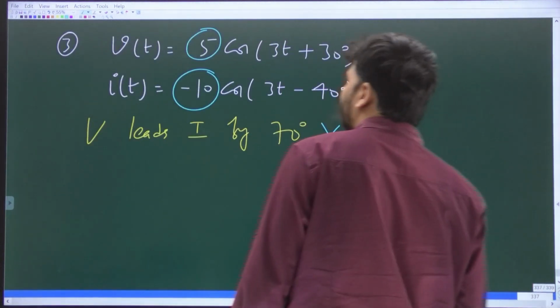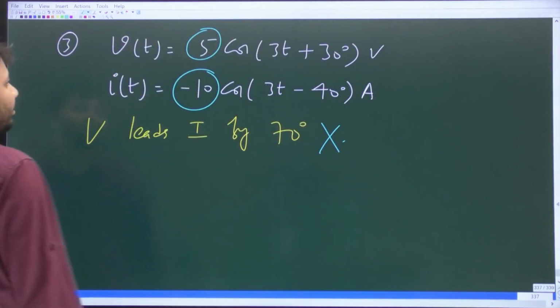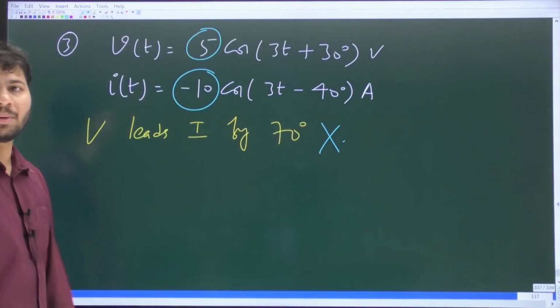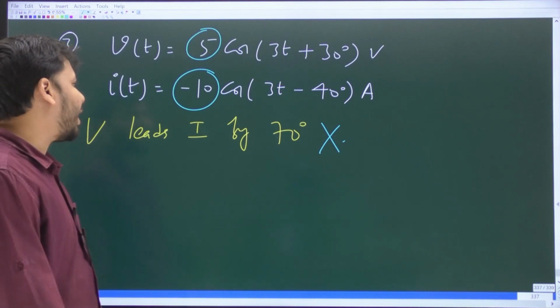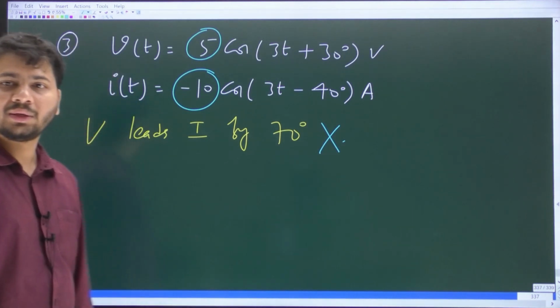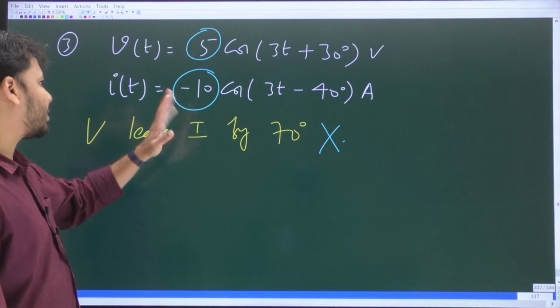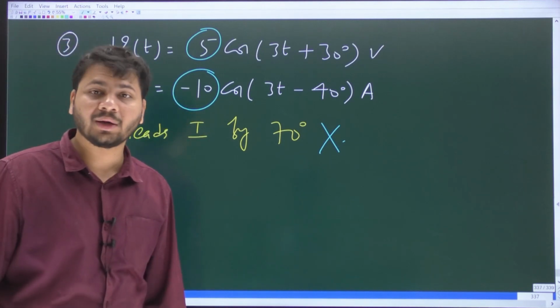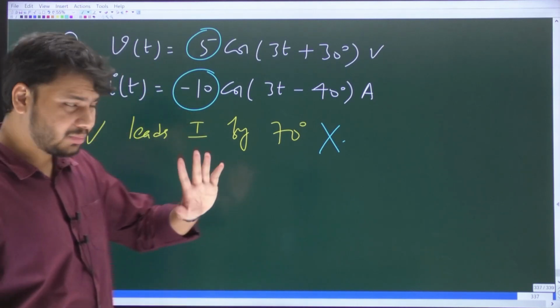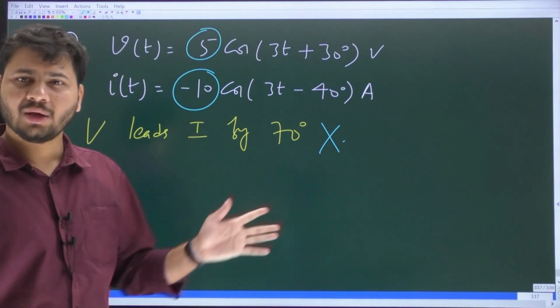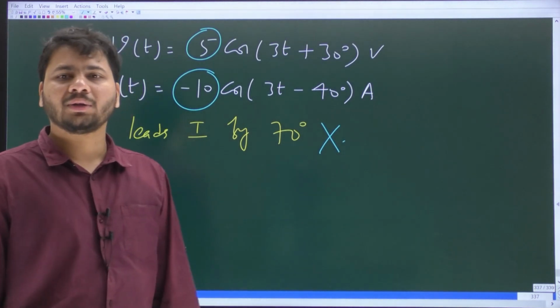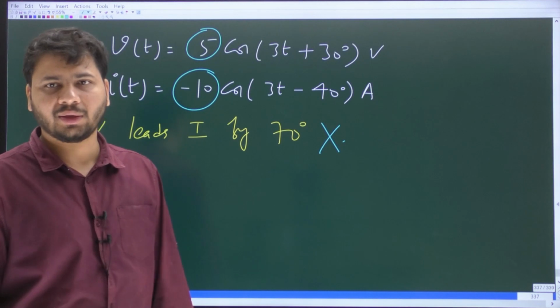And then if you look at this case, again v of t is 5 cos(3t plus 30 degrees), and i of t is minus 10 cos(3t minus 40 degrees). First of all, both the voltage and current are at the same frequency. Because they are at the same frequency, we can definitely compare the phases of the voltage and the current.